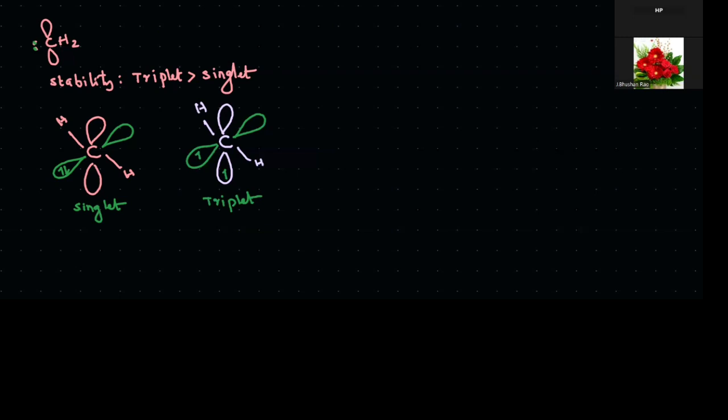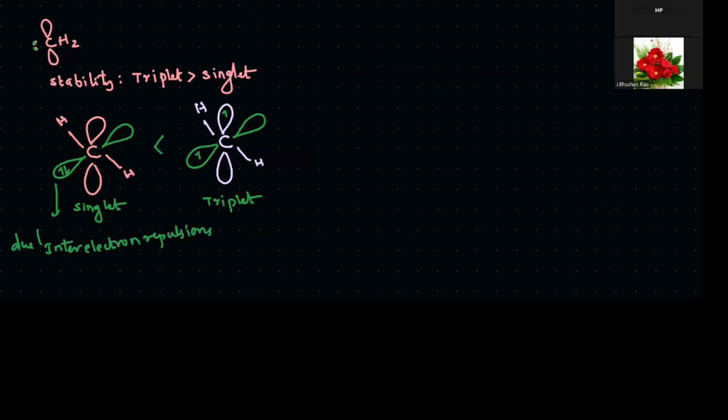But why is this the stable condition? In the triplet, this orbital and this orbital repel each other less. But in the singlet, the electrons are already paired, so the repulsions internally are more. Already there are more repulsions between the two electrons. In the triplet, one electron is here and one electron is here, so the inter-electron repulsions are less.